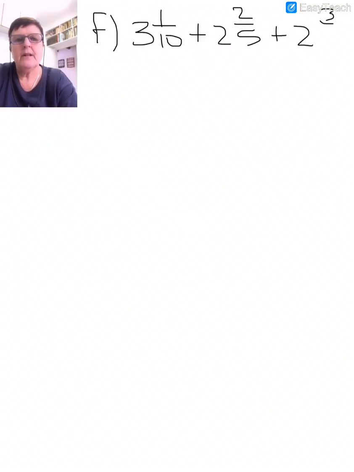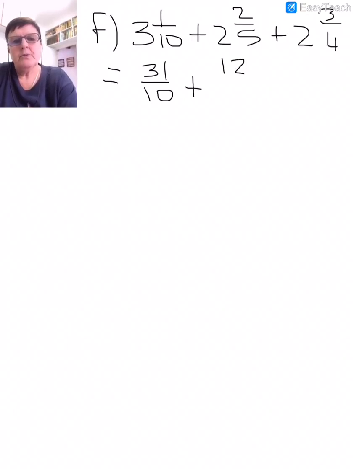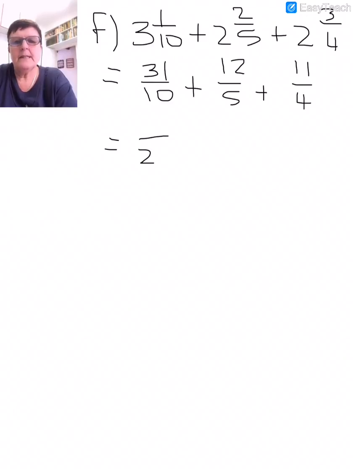Number F, 3 and 1/10 plus 2 and 2/5 plus 2 and 3/4. Change the mixed numbers to improper fractions. 31/10. 5 2s are 10, 12/5. 4 2s are 8, and 3 is 11/4. LCM of 10, 5, and 4 is 20.